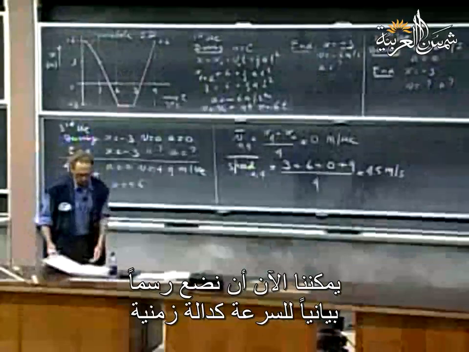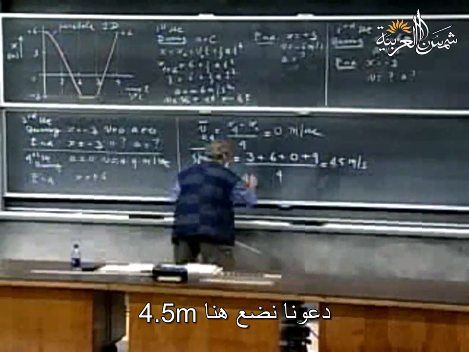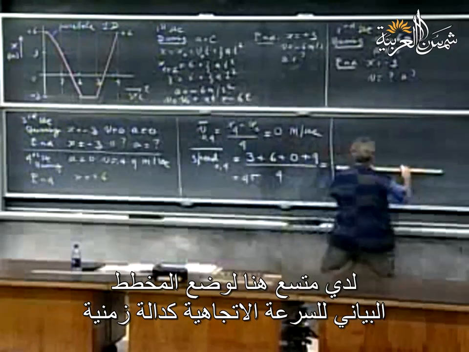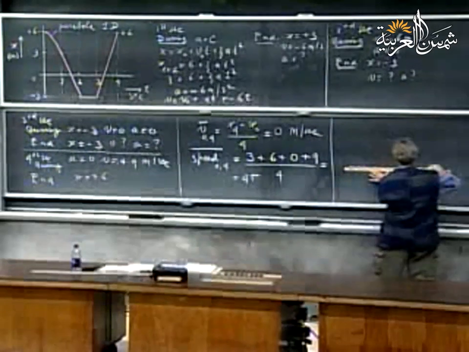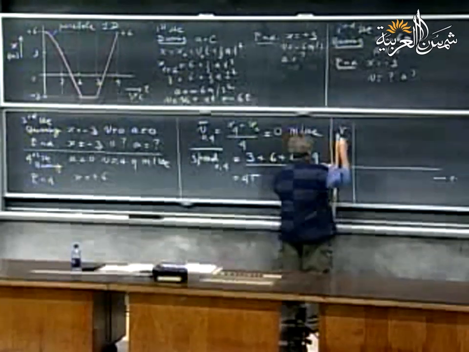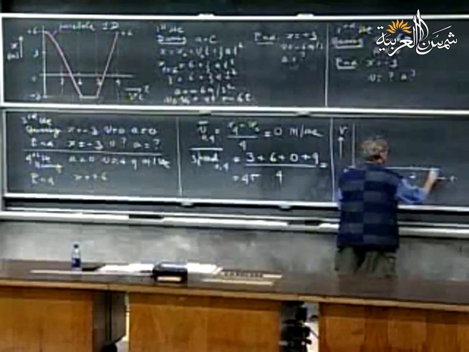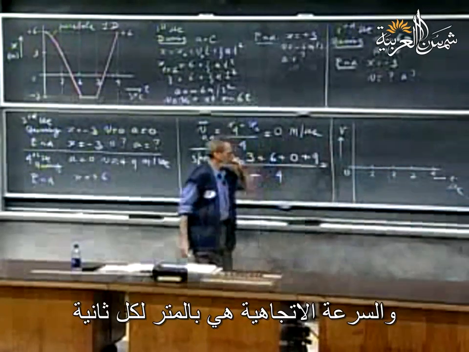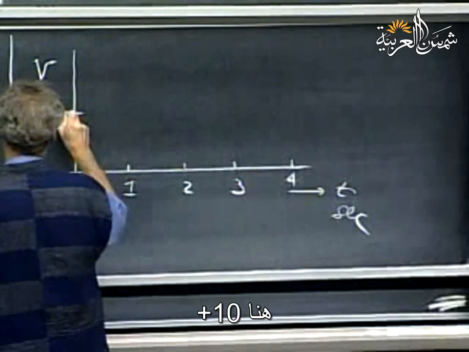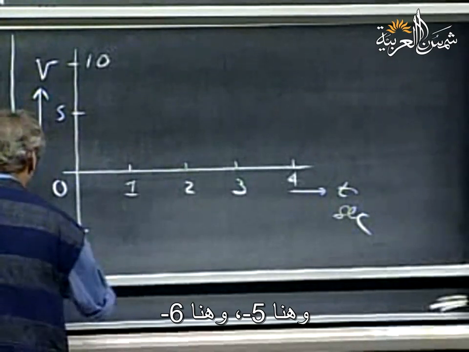We could now make a plot of the velocity as a function of time. Let me put here the 4.5 so that I just have enough room here to make the velocity plot as a function of time. I'll make a new one. This is my time axis. And this is the velocity. 0, 1 second, 2 seconds, 3 seconds, 4 seconds. And this velocity is in meters per second. I go up here to +10, and here -5, here is -6.